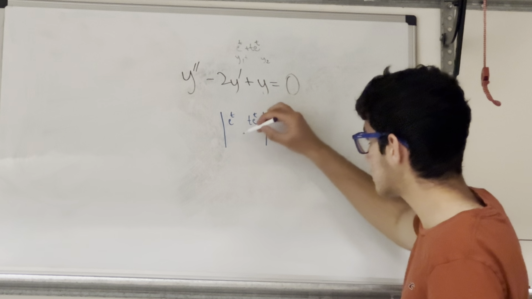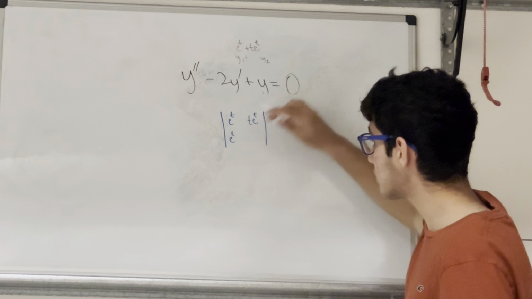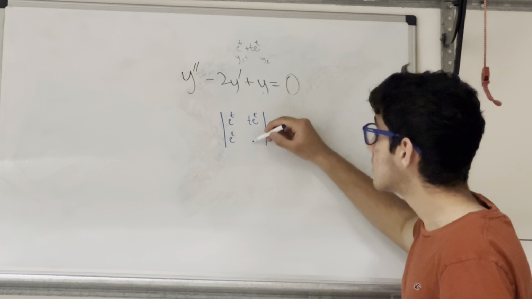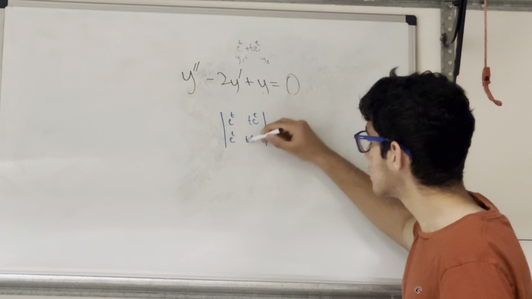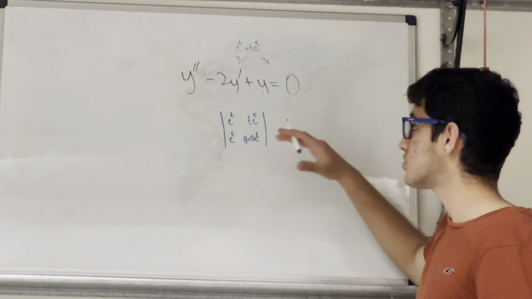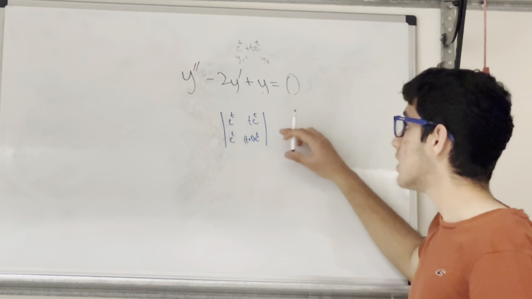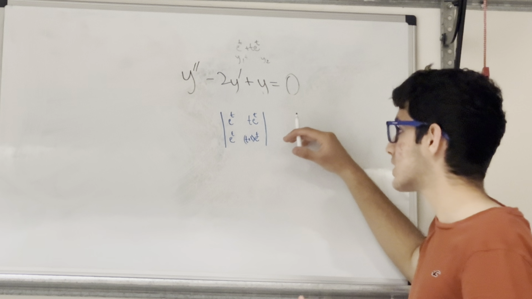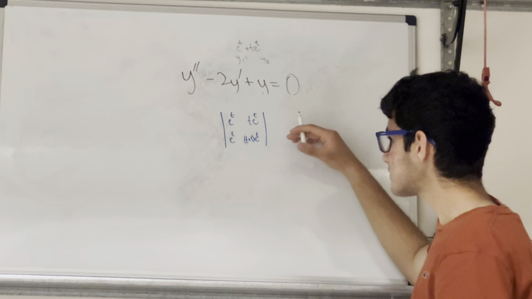What's the derivative of e to the t? It's e to the t. What's the derivative of this? It's (t plus 1) e to the t. I did that in my head because I've got more practice. If you couldn't do that in your head, just pause the video, try it out, and then see what you get, and you will get the same thing. So don't worry about that.